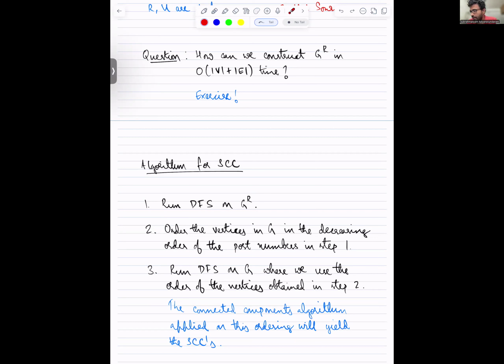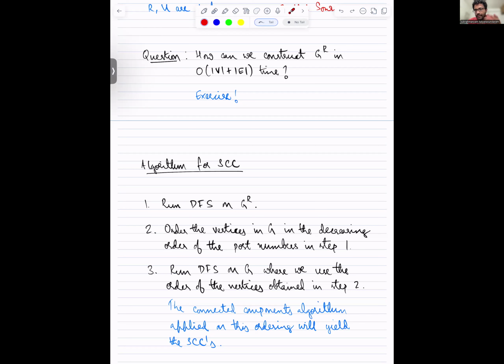By this, what we are assured is that the first vertex that we pick in this ordering will necessarily be in a sink strongly connected component. Before you exit the exploration from that vertex, you would have recovered exactly that strongly connected component. And then, like we did for connected components, you increment a counter before you start a new exploration, and there again you use the same ordering.